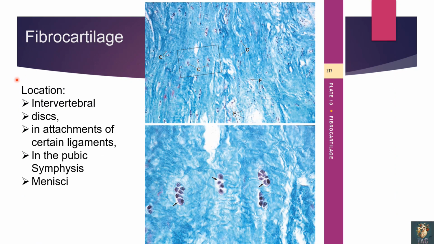So now the location of the fibrocartilage: it is located in the intervertebral disc, in the attachment of certain ligaments, the symphysis pubis, and in the menisci. So again you can see this is the lower magnification of the fibrocartilage, in which you can see the chondrocytes present in the form of rows. Here you can see they are present in the form of rows, and in between these chondrocytes you can see a large amount of type 1 collagen which is present.